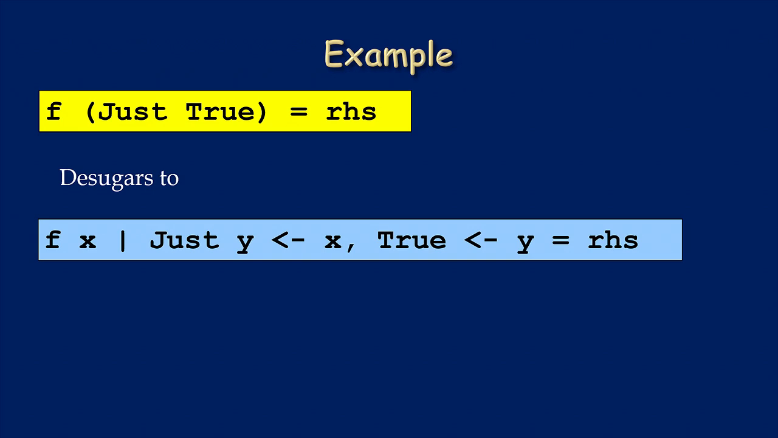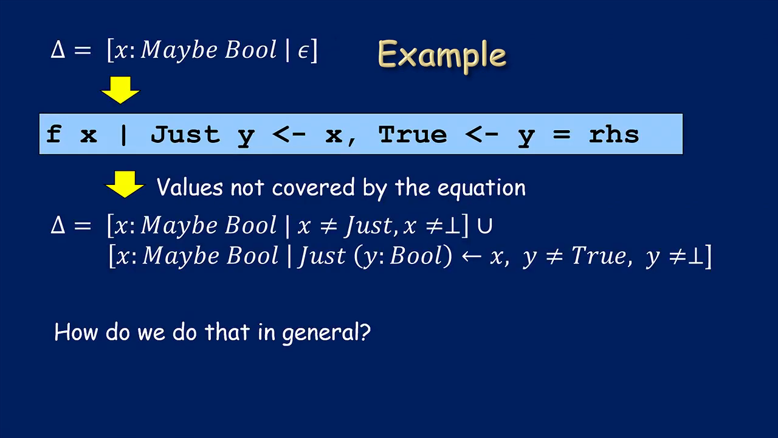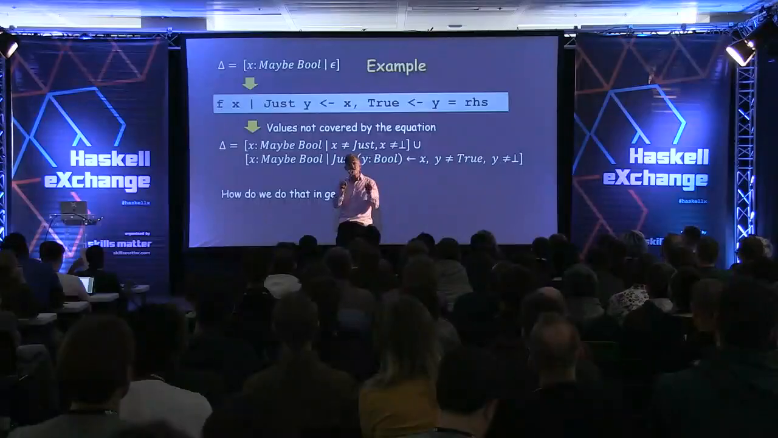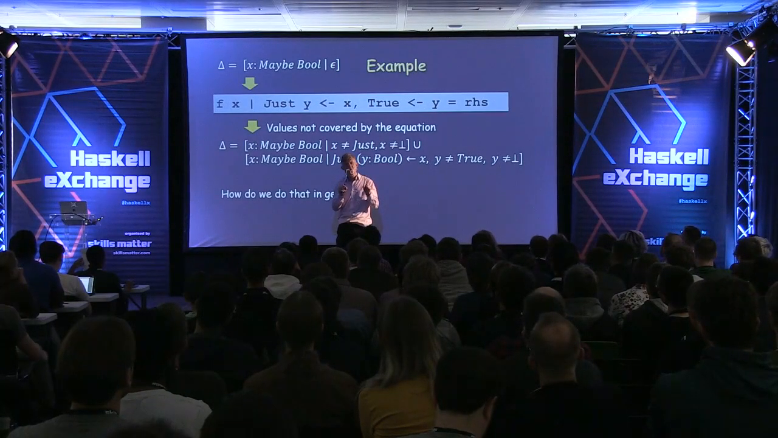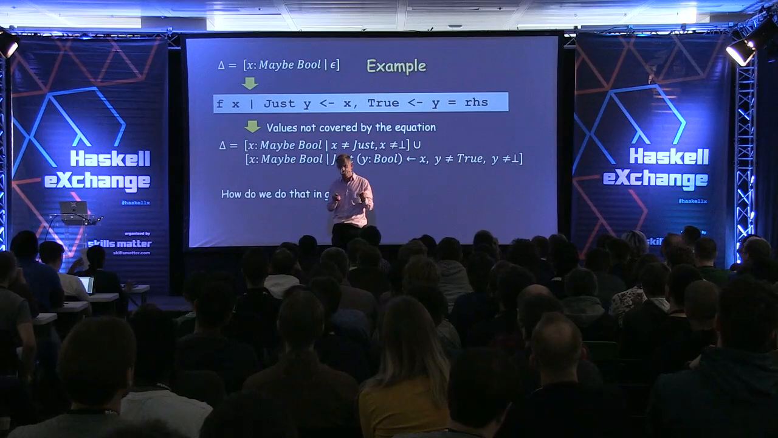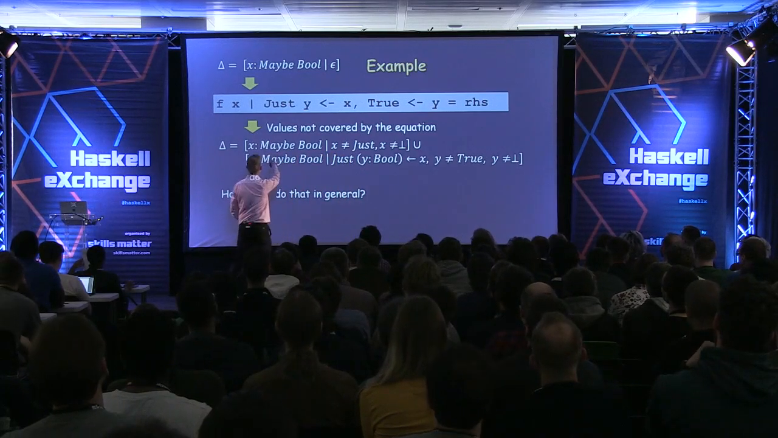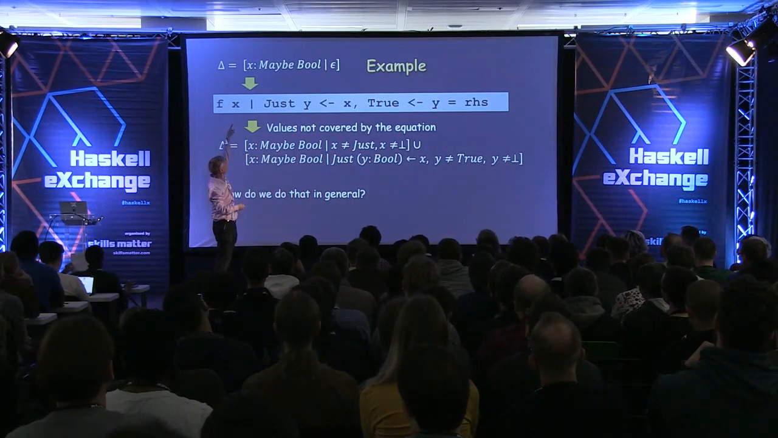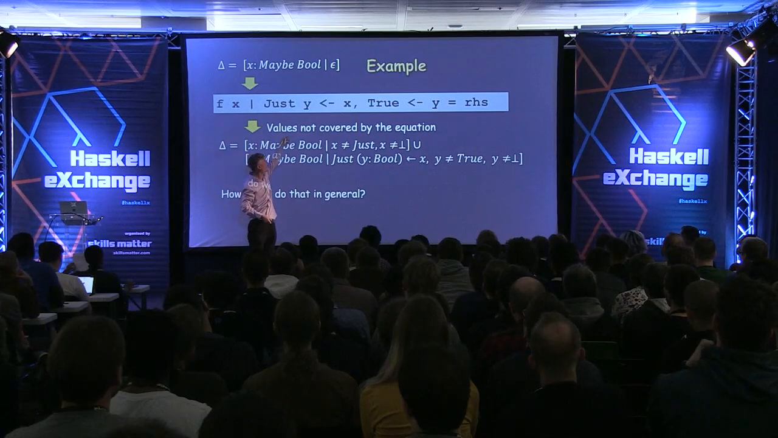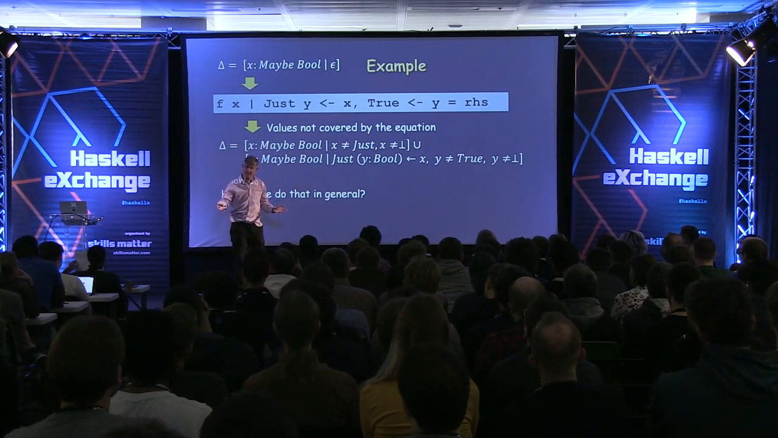Here's a function f of just true. It desugars in the way that I've shown you to this sequence of guards. First match x against just y, and then match y against true. So now what set of values fails to match this equation? Okay, let me say it again. What set of values fails to match this equation? Well, let's try it. Look, initially I start with all values, and then I try matching against just y. Well, I could fail to match against just y.